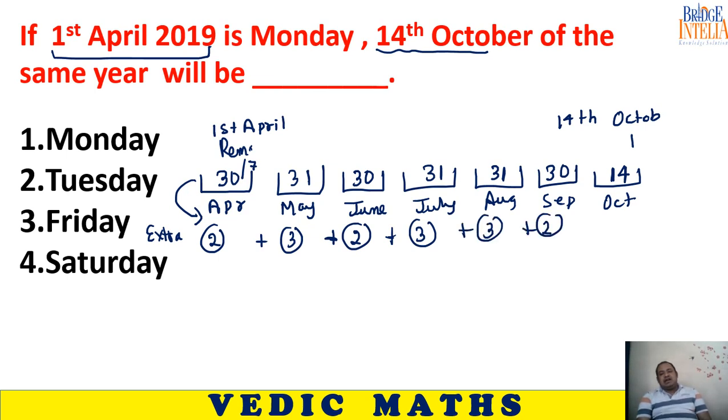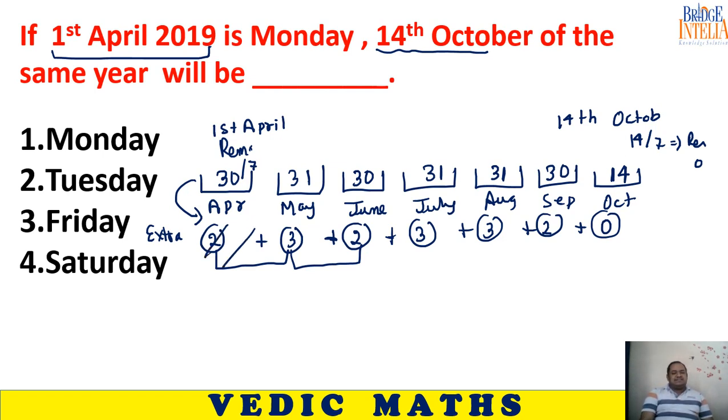October 14 divided by 7, so remainder is 0. So 0 extra days. So count how many extra days are there. So 2 plus 3 is 5, 5 plus 2 is 7. So 7 means one complete week and complete weeks can be removed. Still the answer is not affected. So 3 plus 2 is 7. So I am removing this 7 because this means one complete week. So one complete week can be removed. Answer will not be affected.